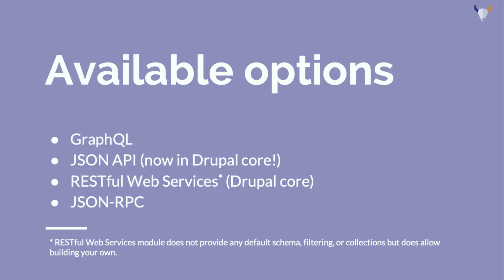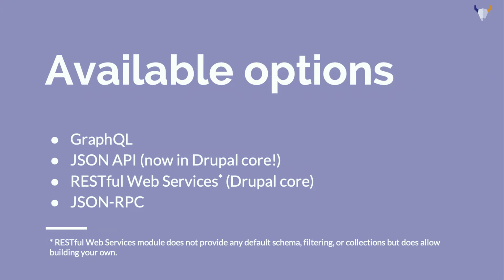JSON API, there's been a lot of buzz about it. It landed in core for 8.7, which is exciting for people that really want to use the module, and also for those that want to integrate with it. JSON API is a spec. It just says, here's a REST API that should follow this implementation standard, and we're going to show why that's a good thing in the next few slides.